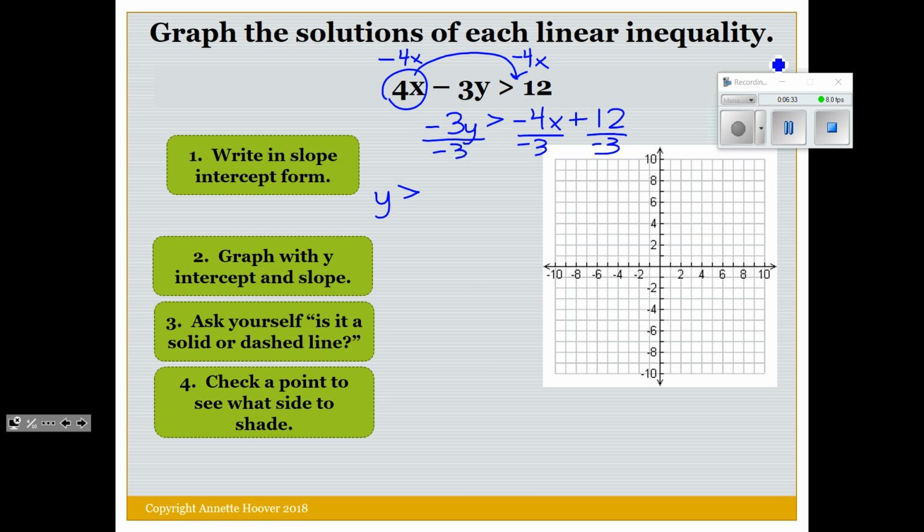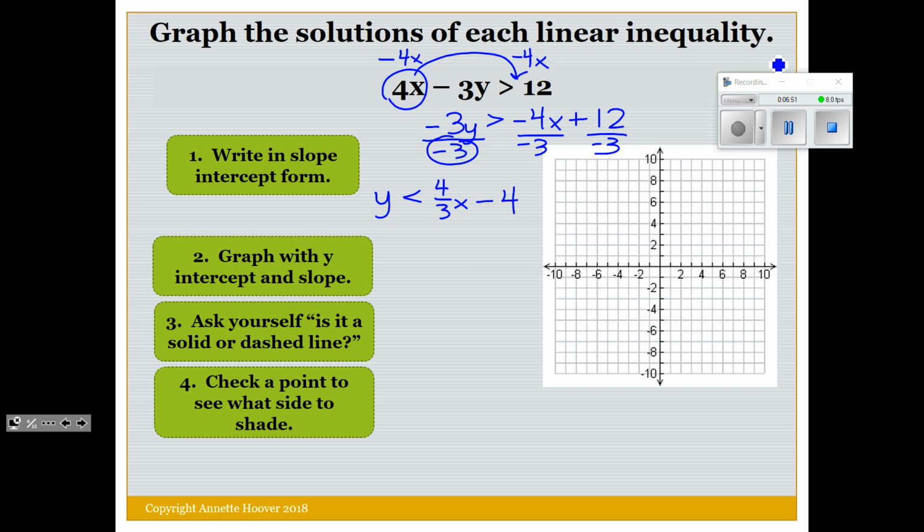oh, looky here. Notice we are dividing by a negative number. Remember our rule about dividing by a negative number. Right here we were dividing by a negative 3. We have to flip the sign. And that would be y is less than 4/3 x minus 4.